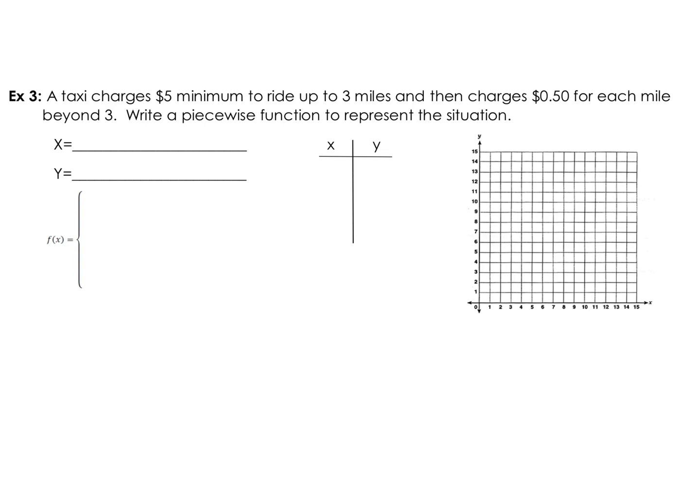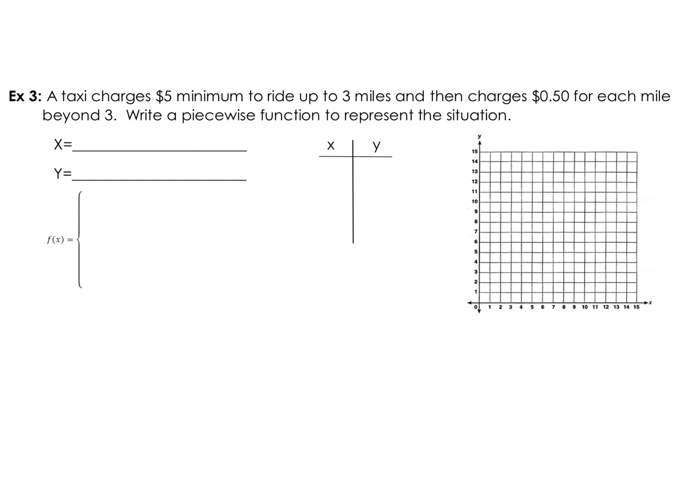All right, let's move on to example 3. I'm going to have to talk a little bit faster because I've already got the video at 10 minutes, and I know y'all are not going to be happy with that, so let's go a little bit faster on this one. Okay, so for example 3, a taxi charges $5 minimum to ride up to 3 miles, and then it charges 50 cents for each mile beyond 3. Write a piecewise function to represent the situation.